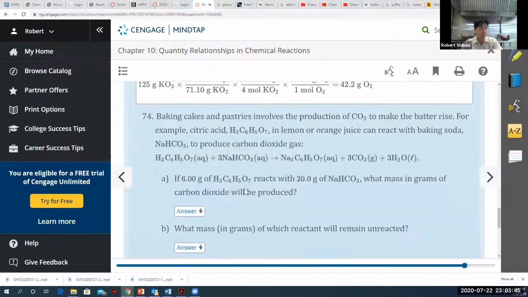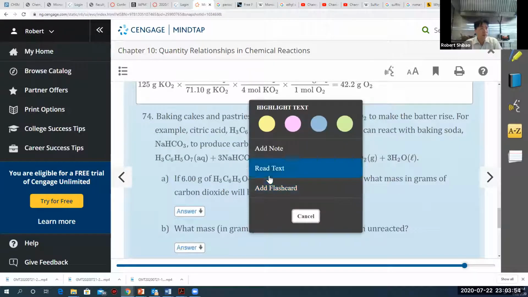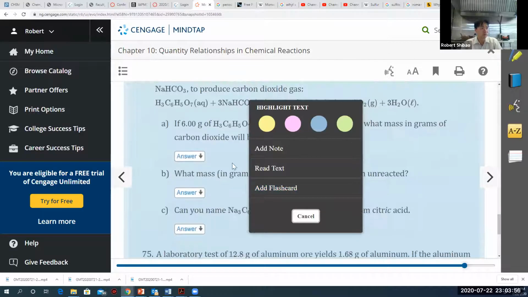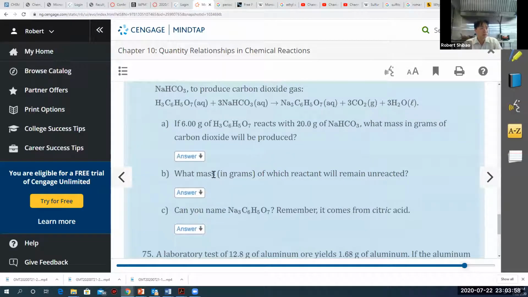So another, this is a limiting reagent here. We're given the amount of one reagent, we're given the amount of another reagent. So whenever we're given two amounts, it's automatically a limiting reagent. And how much unreacted do we have?